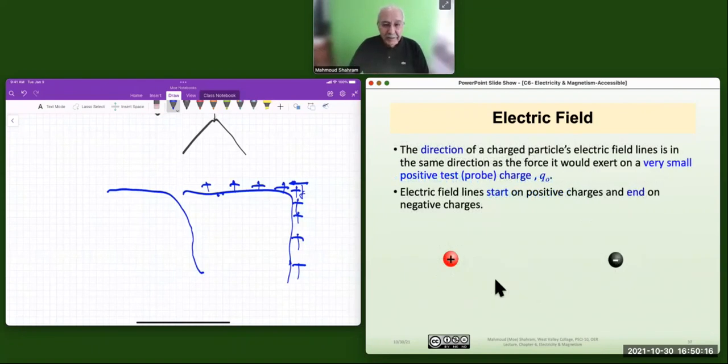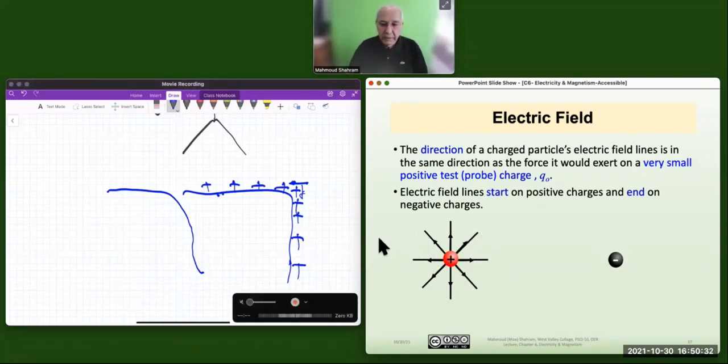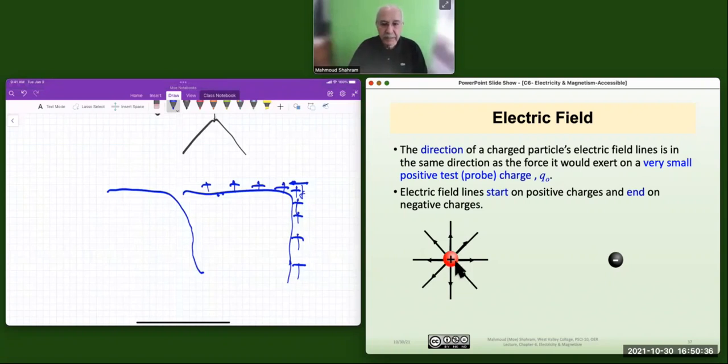How do they look? Well, we can represent them in the form of lines. If you have a positive charge, we can represent the electric field as arrows that are emerging out from the positive charge. If you have a negative charge, we can represent them with arrows that go into the charge. So that's the difference. The electric field of a negative charge is inward towards the charge. The electric field of a positive charge is outward, away from the charge.